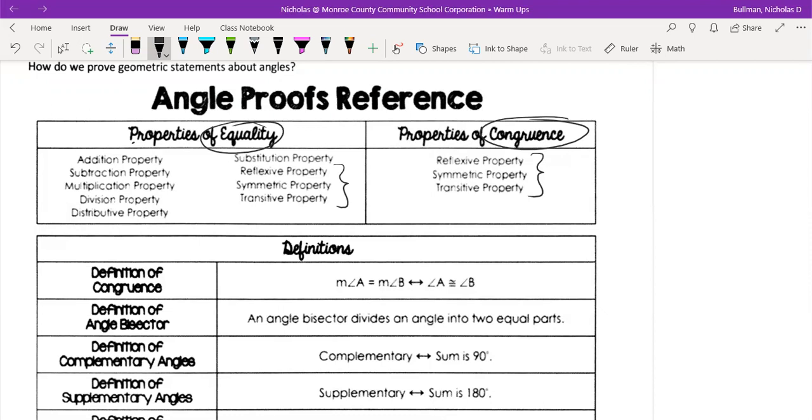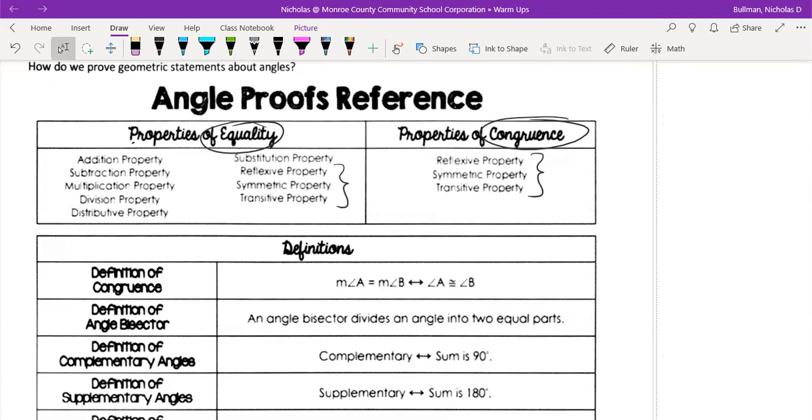I mean, technically here too, we can still add our congruence on the others, but those are the main ones these are showing. A lot of times we might see these between equality and congruence. You've got your operation properties: addition, subtraction, multiplication, division. You've got your distributive property and your substitution property.